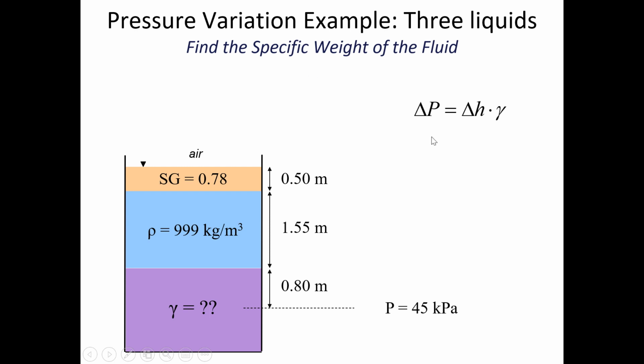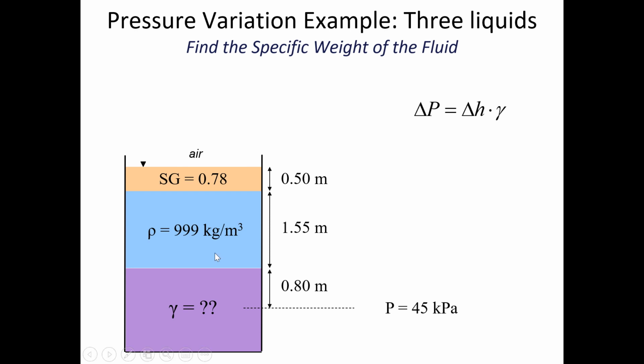We've got the hydrostatic equation. We know the specific gravity of this first liquid. We know the density of the second liquid. And we don't know the unit weight of the third. So, you know, the hydrostatic equation, you don't always just solve for delta P. What if you're given the delta P? Then you could solve for delta H, or maybe if you know delta P and delta H, you could solve for gamma. And that's what you're doing in this one.